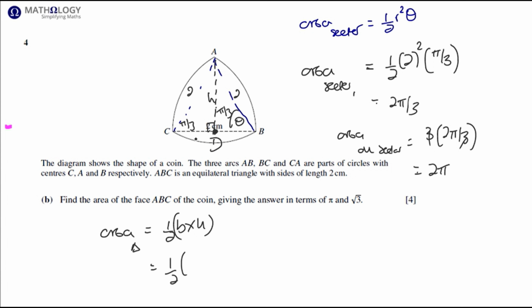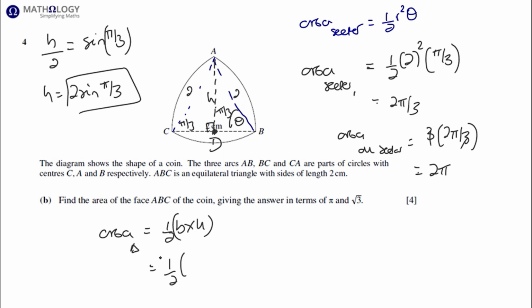So if we wanted to find the length of h or AD, we have an angle pi by 3 and we have a side 2. So h divided by 2: h relative to pi by 3 is the opposite side and 2 is the hypotenuse, so the ratio is sine. So that will be sine pi by 3. So h equals 2 sine pi by 3.